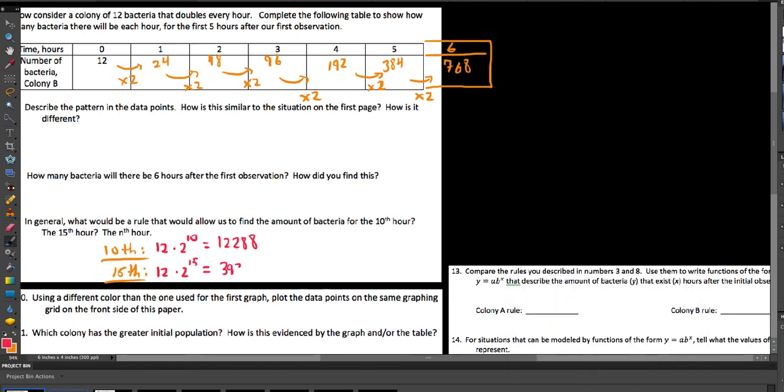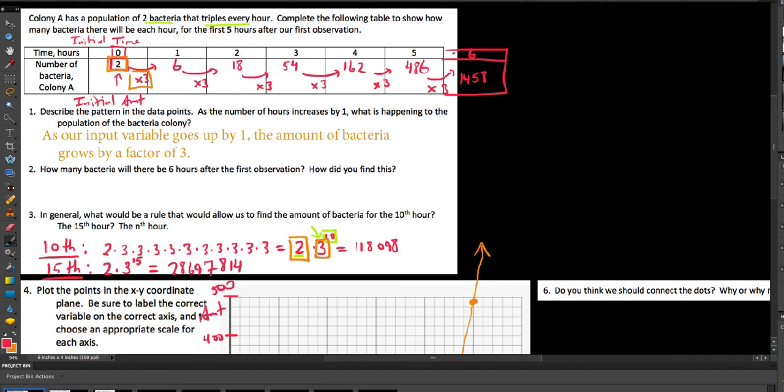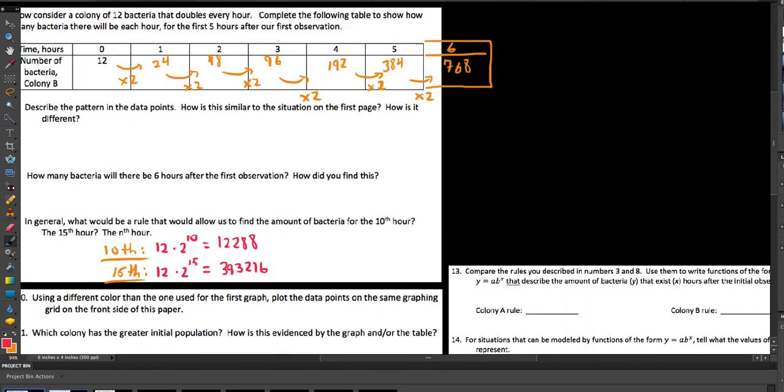So were these bigger or smaller than our initial values on this page here during the 10th and 15th hour? Well, they were smaller this time. And I'd like to ask why you think that happens. Well, the reason why is because our growth rate is just not as great. And so you can see that our multiplier is going to have the biggest impact on what we end up with eventually down the road.